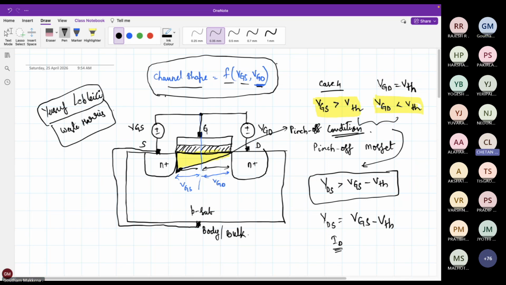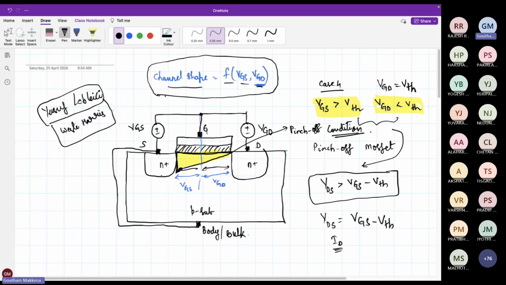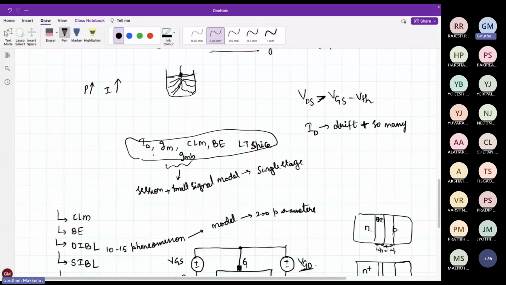In the next session, we are going to talk about LTspice setup and all, right? Yeah. I plan to cover these, like I told: ID derivation, gm and gmb, channel length modulation, body effect. I'll complete these first, and then for the last half an hour, 40 minutes, we will go ahead with LTspice.